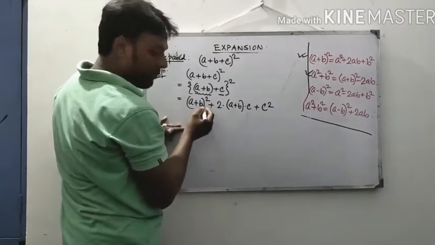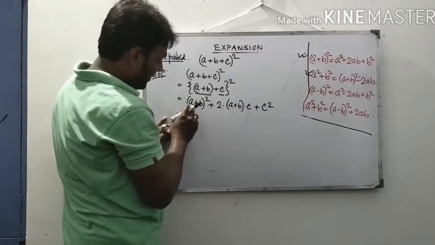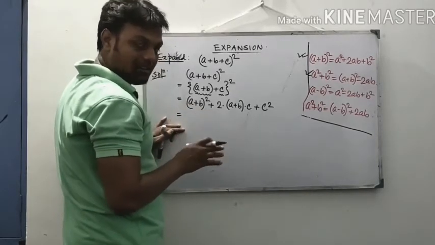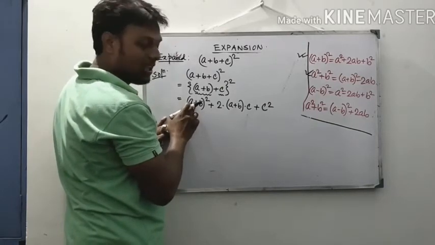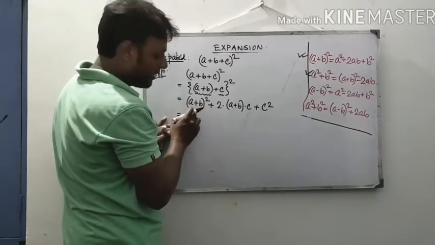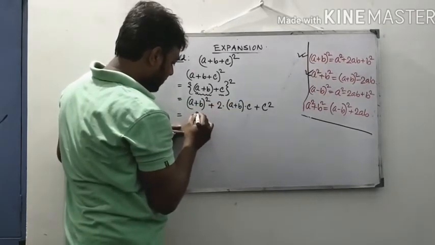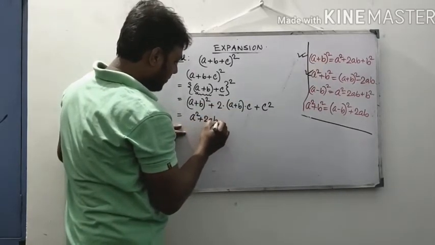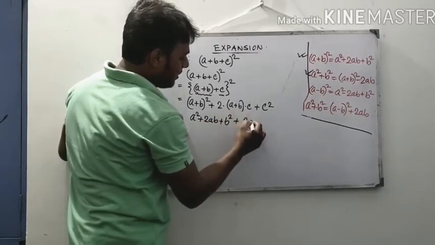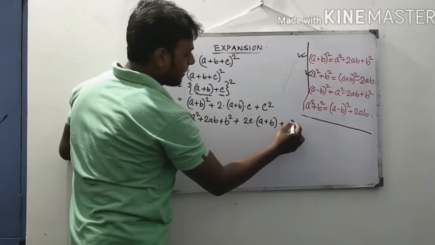Now we have already memorized the expanded form of a plus b whole square. Did you get it? Now you realize the advantage of memorizing a plus b whole square. We will not do a plus b into a plus b; directly we will write the answer. Because we have already memorized it, it will be a square plus 2ab plus b square. This is the advantage of memorizing. And this is nothing but 2c into a plus b, plus c square.